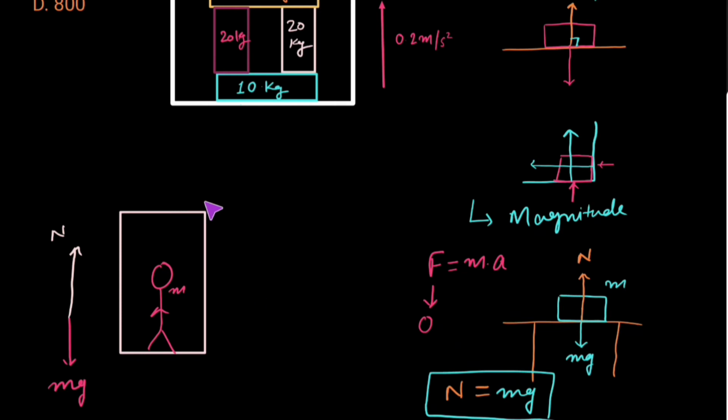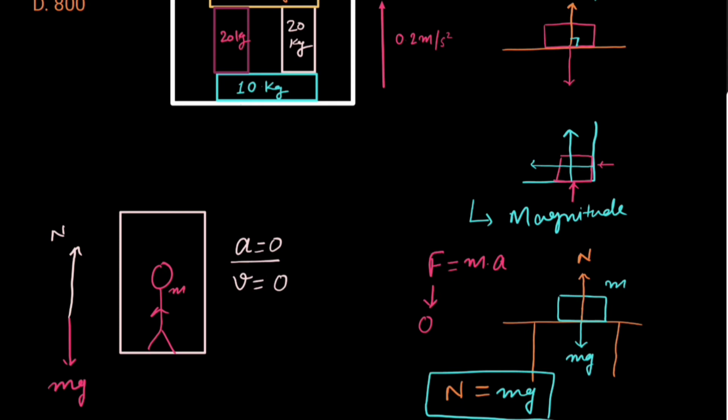If this lift is not moving, or if it is moving with a constant velocity, then the acceleration would be 0. The condition for acceleration to be equal to 0 is that either the lift is moving with a constant velocity, or the lift is stationary, or we can say it is having a constant velocity of 0. In both cases, the acceleration would be 0.